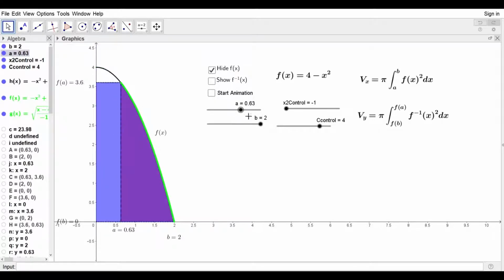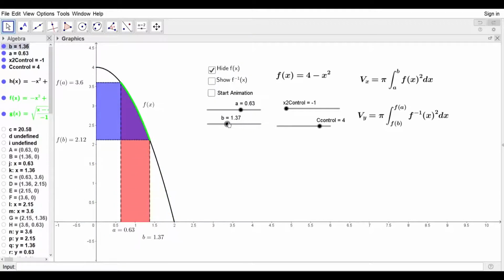We see that for any given interval here, we have two shaded areas. We have a red area, which represents the area we would rotate around the x-axis, and a blue area, which represents the area we would rotate around the y-axis. The red area is bound by the interval a and b, while the blue area is bound by the interval f of b and f of a.